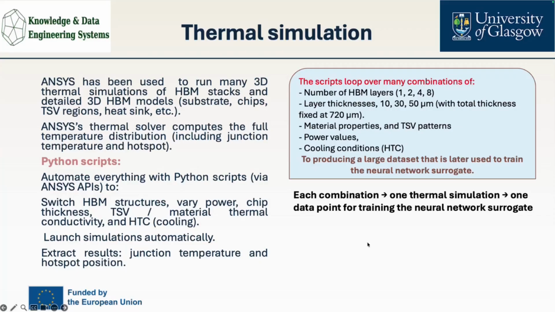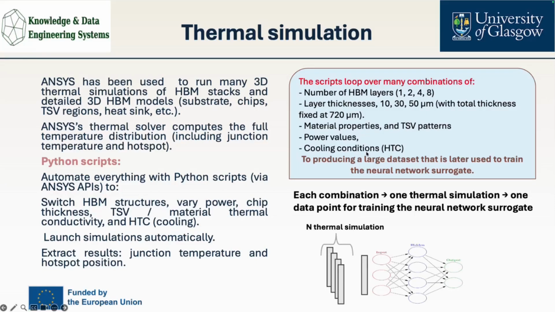So each combination, one thermal simulation, will be considered one data point for the neural network training. For example, each of these simulations goes through a neural network to predict and output the junction temperature and hotspot positions.